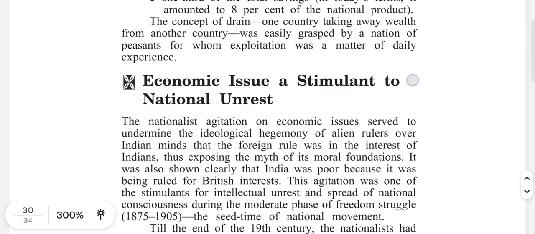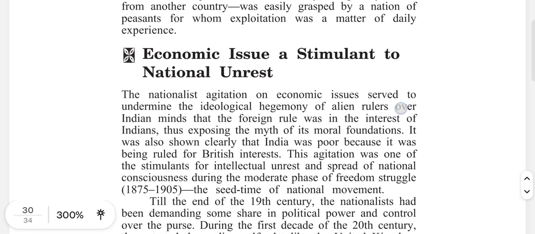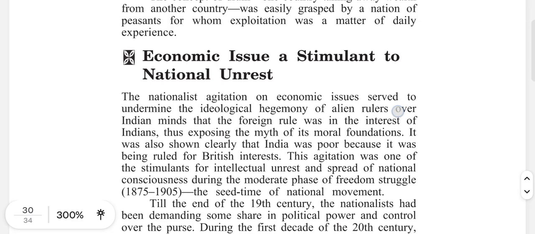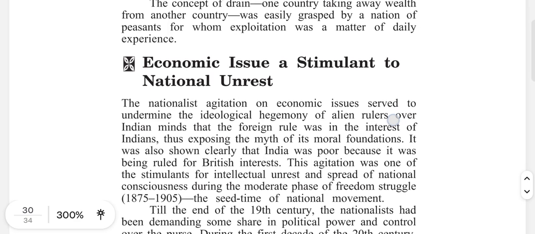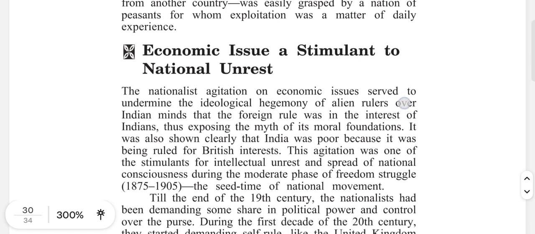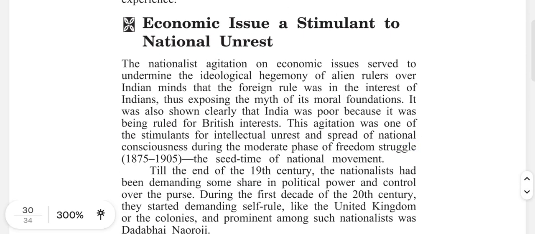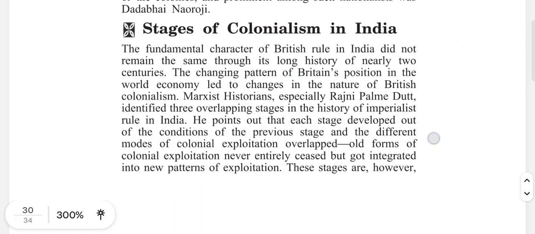Economic issue, a stimulant to national unrest. The nationalist agitation on economic issues served to undermine the ideological hegemony of alien rulers over Indian minds, that the foreign rule was in the interest of Indians, thus exposing the myth of its moral foundations. It was also shown clearly that India was poor because it was being ruled for British interests. This agitation was one of the stimulants for intellectual unrest and spread of national consciousness during the moderate phase of the freedom struggle, 1875–1905, the seed time of the national movement.